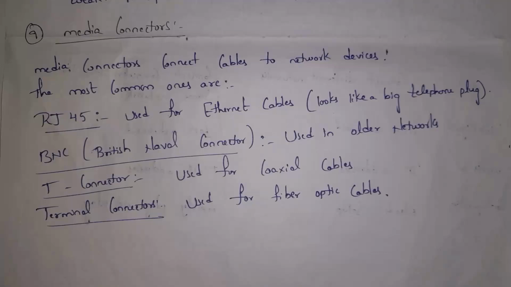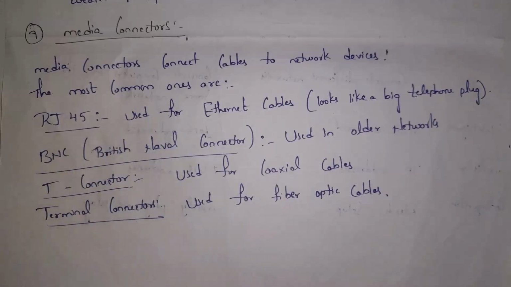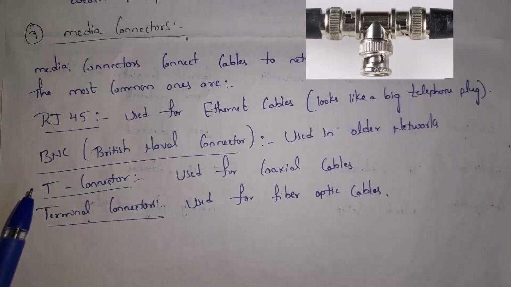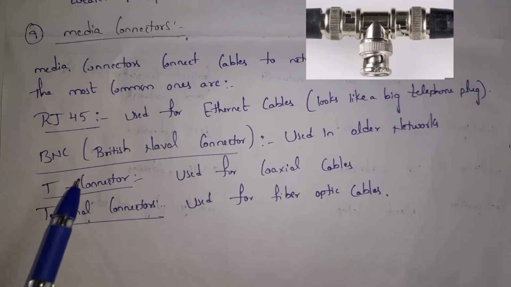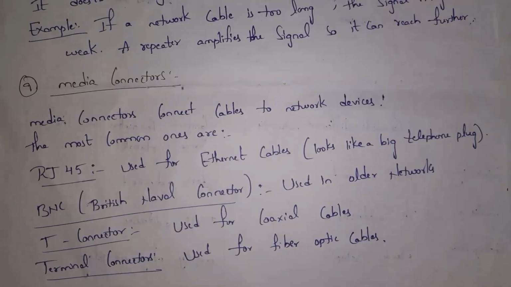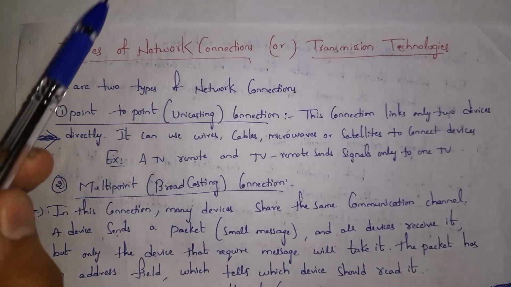Guys, there are various kinds of connectors like RJ45, BNC, which stands for British Naval Connector, T connector, and terminal connectors. Guys, we are not using BNC at present. They are used in older networks. And if you consider a T connector, it is used in coaxial cables. And if you consider terminal connectors, they are used in fiber optic cables. Thus, all these are various kinds of hardware components, or we also call them hardware devices, used in computer networks. Next, I will explain various types of network connections.